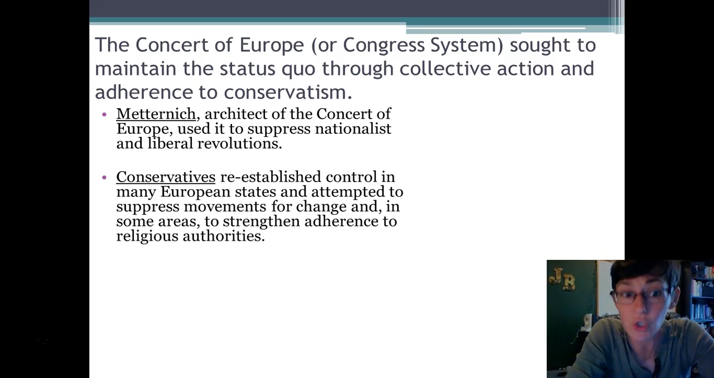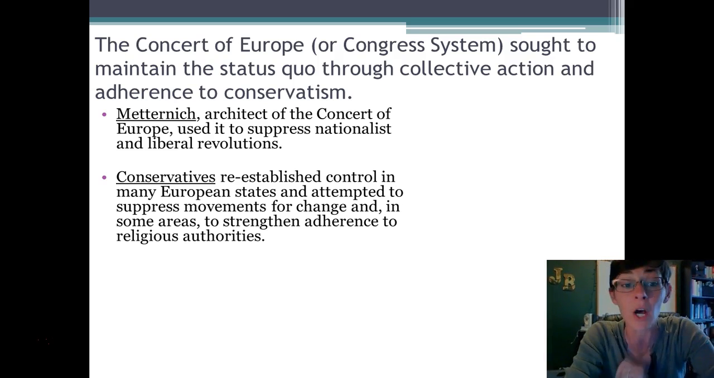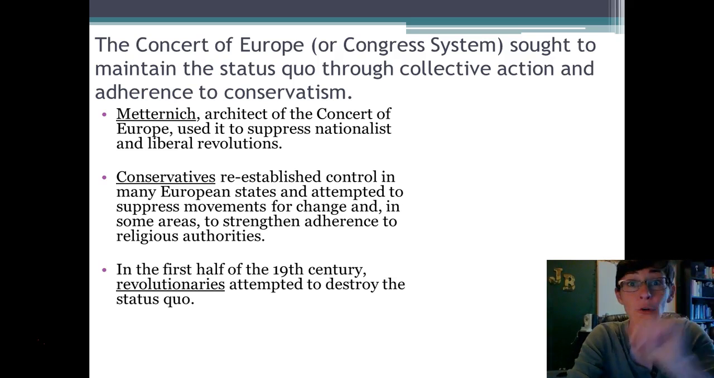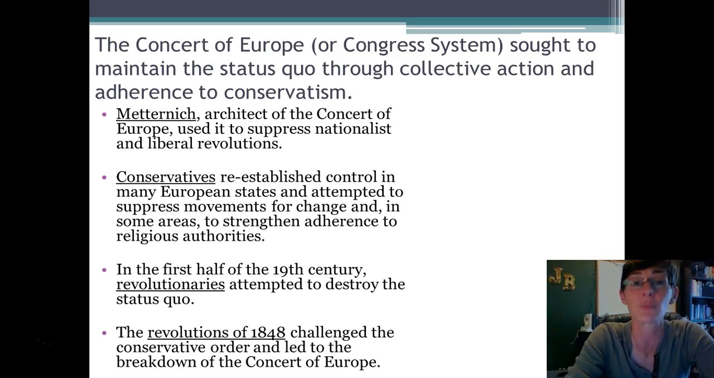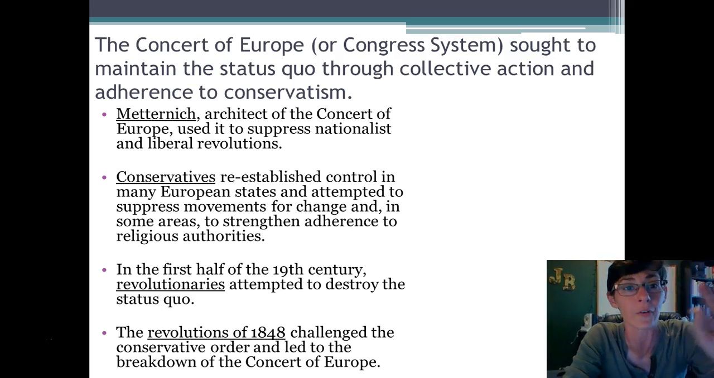Conservatives reestablished control in many European states and attempted to suppress movements for change. And in some areas, they strengthened adherence to religious authorities because religion has always been a very useful means of control by authoritative rulers. In the first half of the 19th century, revolutionaries attempted to destroy this status quo. And the revolutions of 1848 directly challenged the conservative order and led to the breakdown of the Concert of Europe. So the revolutions of 1848 are very, very key.